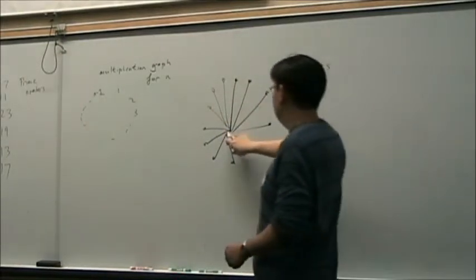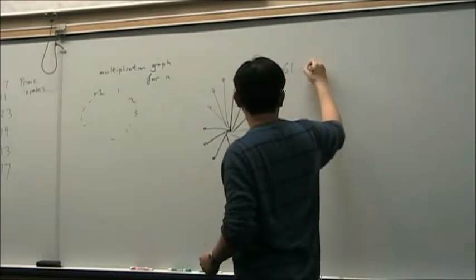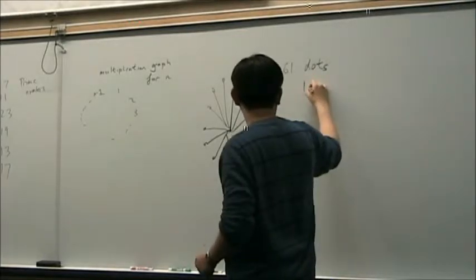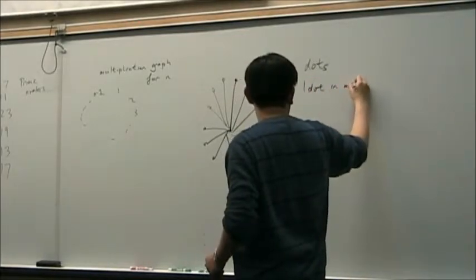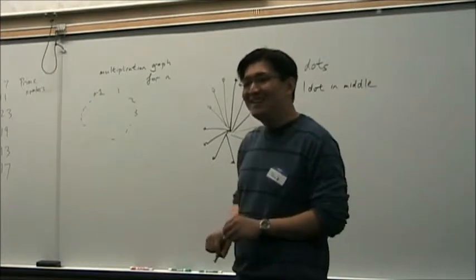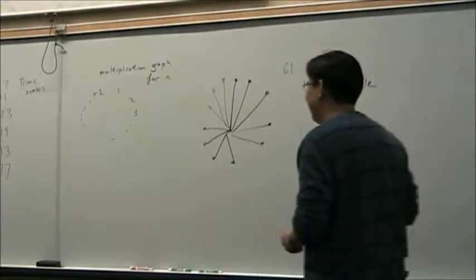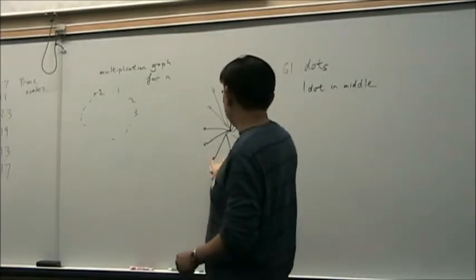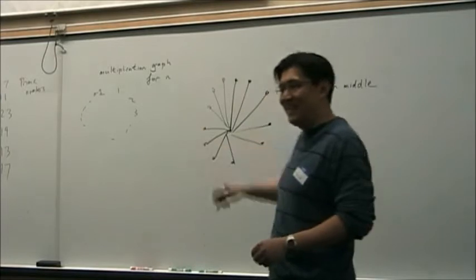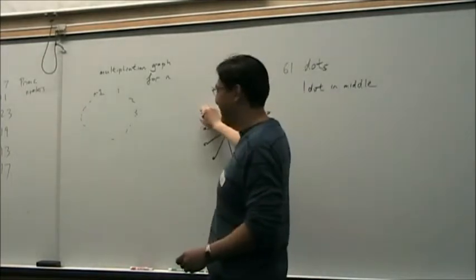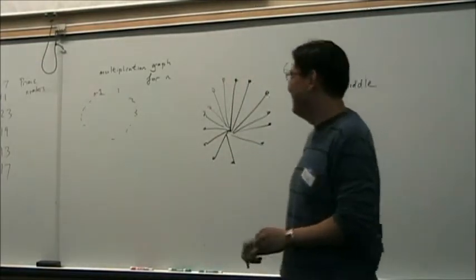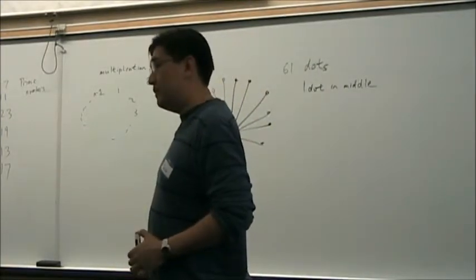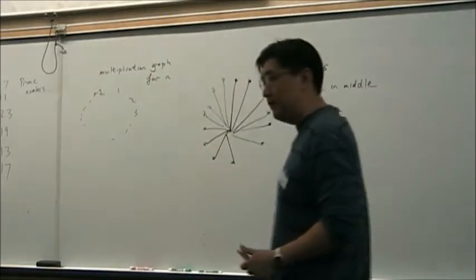Okay, so that means 61 dots, right? So there's one dot in the middle. I think it's less than 61. And then there are 60 dots around the perimeter, where these represent some more than one dot. Oh, that will work. So is there a way to generate this graph? And is there a way to figure out what number generated this graph?